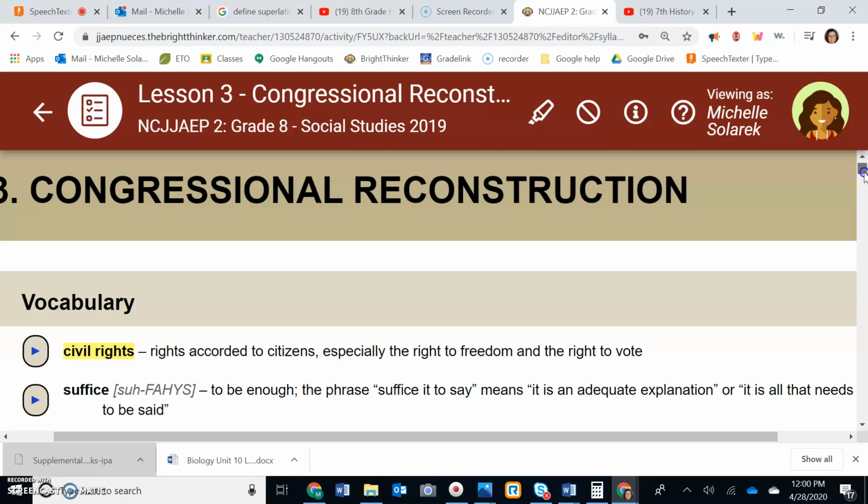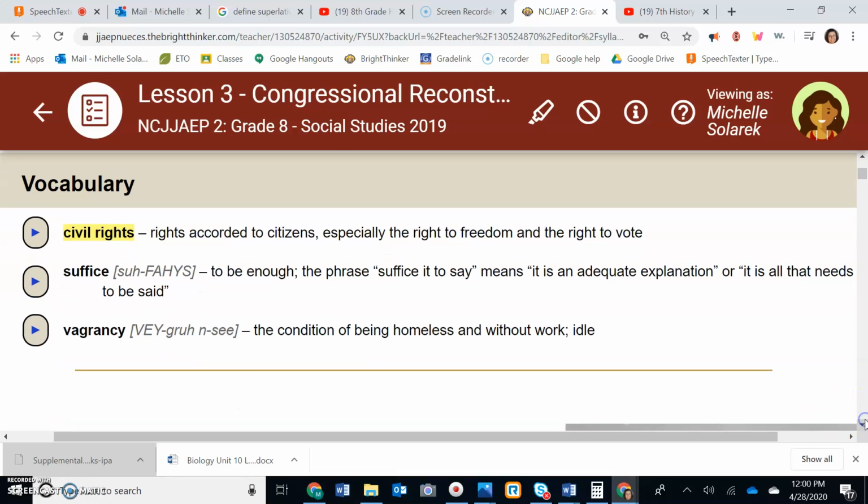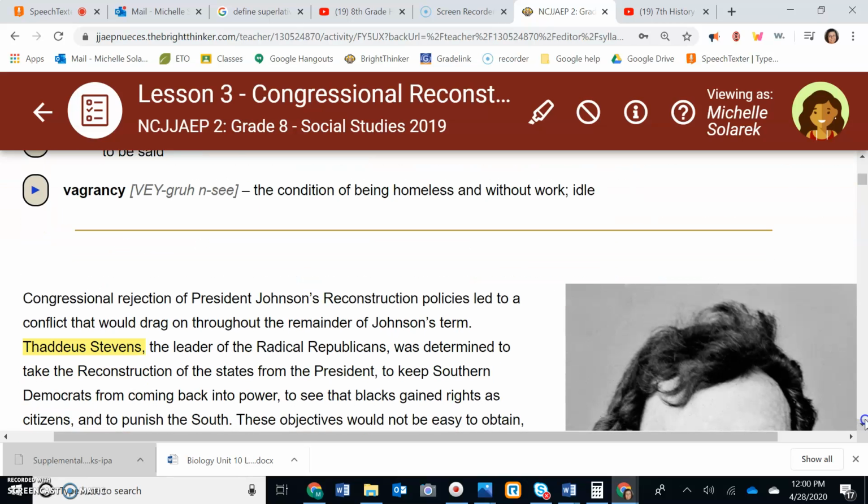We're going to take a look at Congressional Reconstruction. Congressional Reconstruction focused on civil rights. Answer number 1 is civil rights. So the question is, what do you call the rights given to people, especially the right for freedom and the right to vote? And that's civil rights. Okay, now next is suffice, and suffice means to say enough, and next is vagrancy, and vagrancy means homelessness.